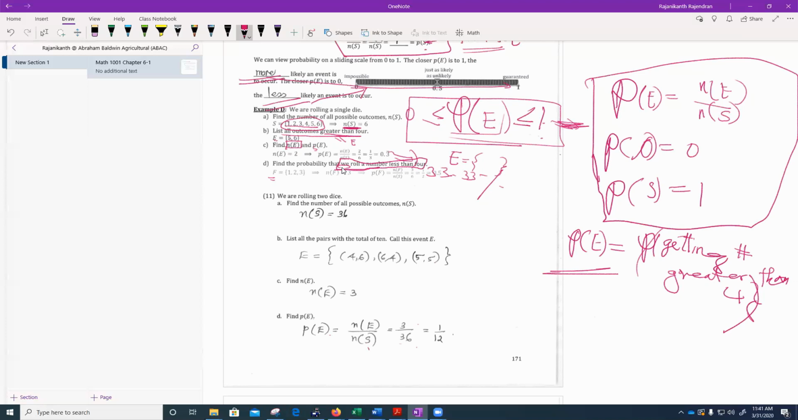Of course, if you look at your sample space, what are the numbers less than 4? Only 3 numbers: 1, 2, and 3, right? Therefore, my little n of F is 3, because there are 3 members. So the probability of F is n of F over n of S, replacing E by F. N of F is 3, n of S is again 6. So 3 over 6 is 1/2. That means the chance of getting 1, 2, or 3 is half.